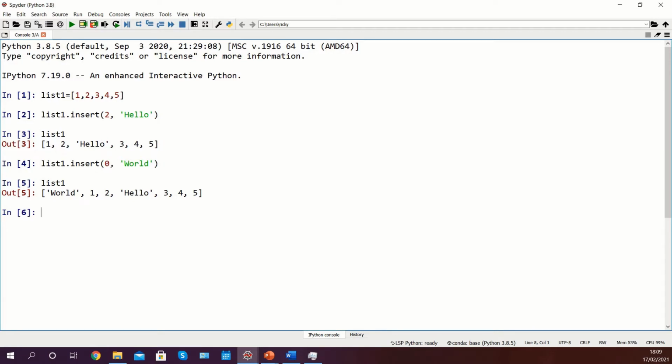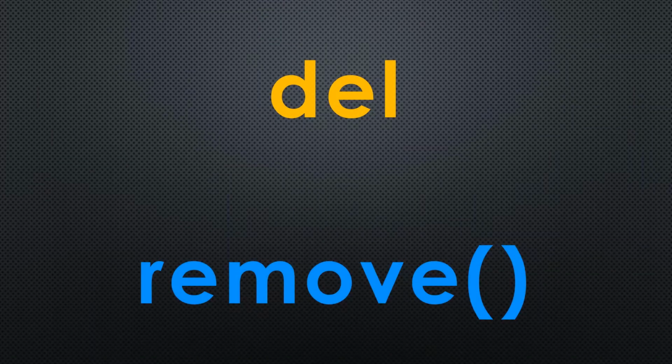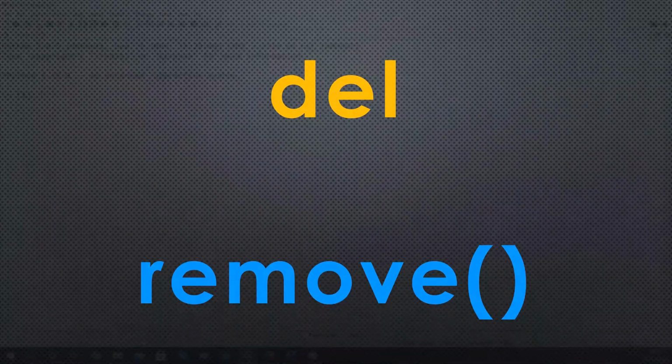Lastly, let's look at how to delete elements from a list. This can be done using two different commands, del and remove. Del uses the index of an element to remove it. Its syntax is different to those we've seen before because it doesn't use brackets. On the other hand, remove uses the value of the element and deletes the first occurrence of that element in the list. As usual, let's see some examples.